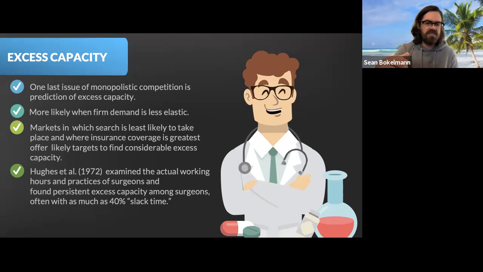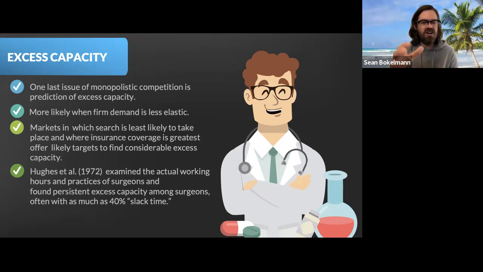Now, the amount of excess capacity increases when demand is less elastic. So when the demand curve is steeper, there's more excess capacity. And so what we should see is that when there's markets where search is less likely to take place, and where insurance coverage is bigger or greater, it's targeting.